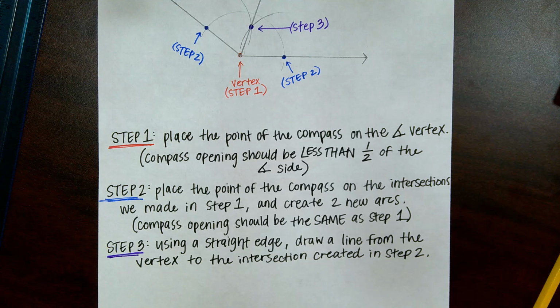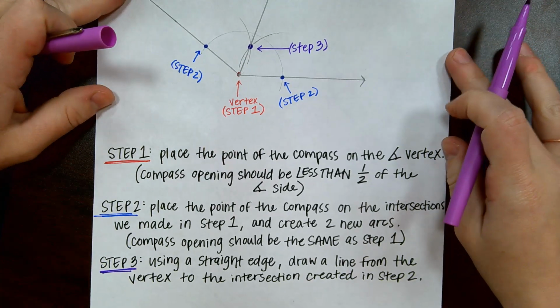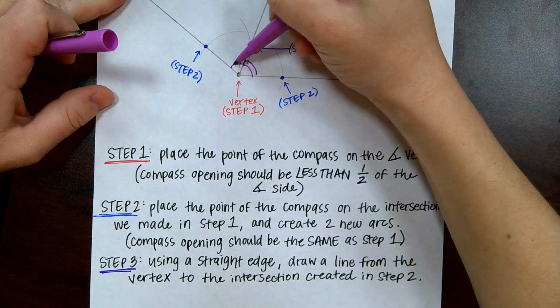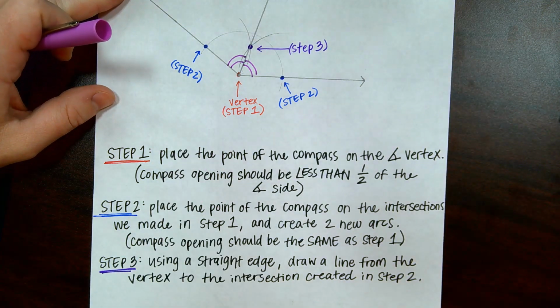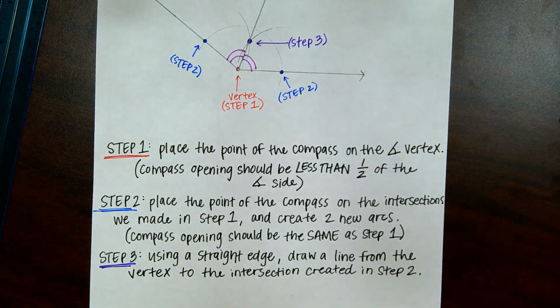And last but not least, we're just labeling. So we're going to draw those little arcs on either side of that angle bisector we just created. Just like this. And that just tells us that these angles are the same measure.